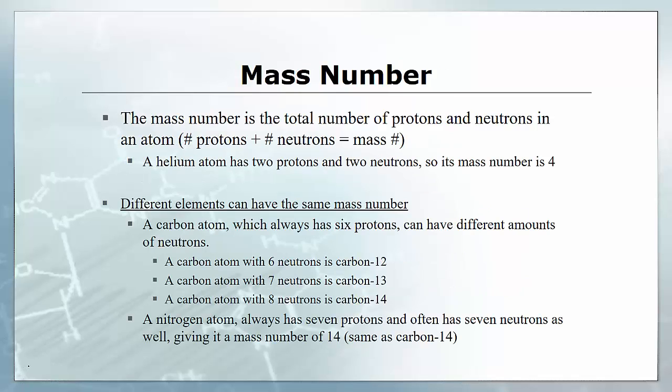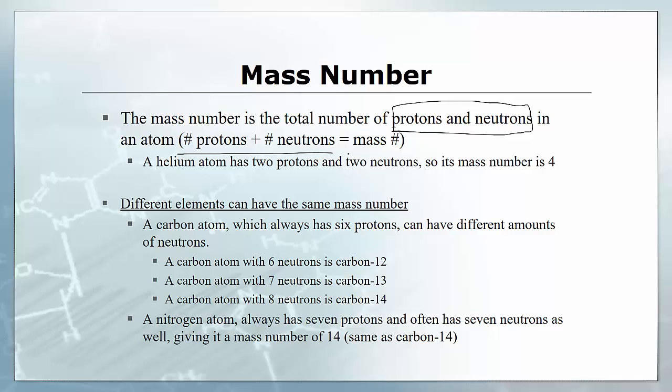We also have something called the mass number. We know that in the nucleus of the atom we have not only the protons, but we also have the neutrons. So the mass number is the total of the number of parts in the atom that really have mass. We can ignore the electrons because their mass is so tiny. So the mass number is the number of protons plus the number of neutrons.